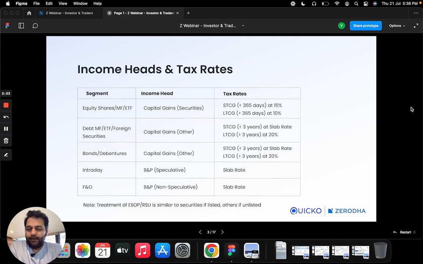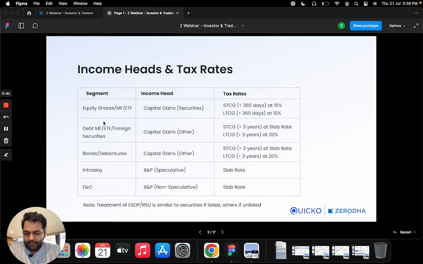So let's move on to how different segments are taxed and what the tax treatment is, right? So what we have done is we have broadly divided segments that you all understand and are familiar with. We're going to talk about income head and what tax rates are applicable on those income heads. So first and foremost, equity shares, mutual funds and ETFs. Here we are primarily talking about equity MFs and ETFs. So they are considered securities because STT is paid. STT is securities transaction tax, and whenever STT is paid, the capital gains incurred from selling of those kind of assets are considered securities capital gains.